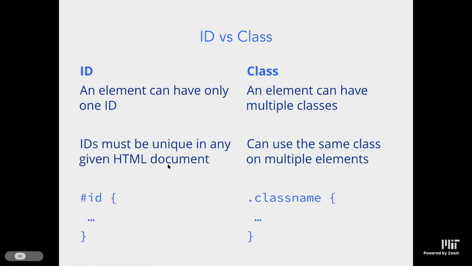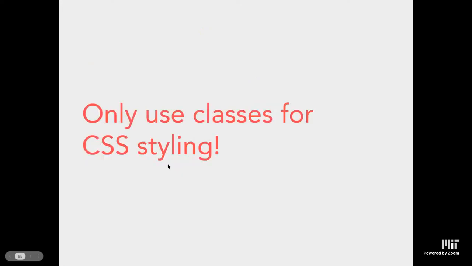Okay. And again, how those are written in your CSS sheet. The ID comes with a pound symbol in front as a selector, and then the class name comes with a period in front as the selector. And all else is the same. And people primarily use classes for CSS styling. There's not much reason to use classes other than that.